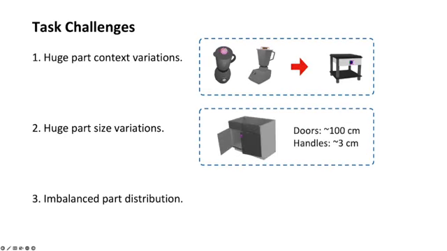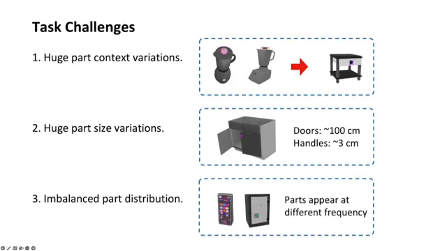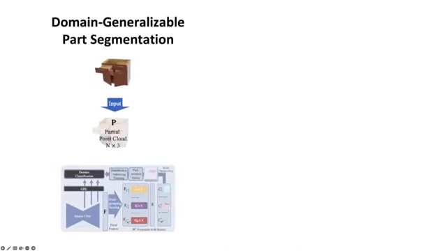Second, parts from different part classes may be in different sizes. For example, a round handle is usually much smaller than a door. Third, object parts in the real world distribute unevenly and a particular part class may appear with different frequencies throughout various object categories. Accordingly, we introduce several important techniques to facilitate domain invariant learning.